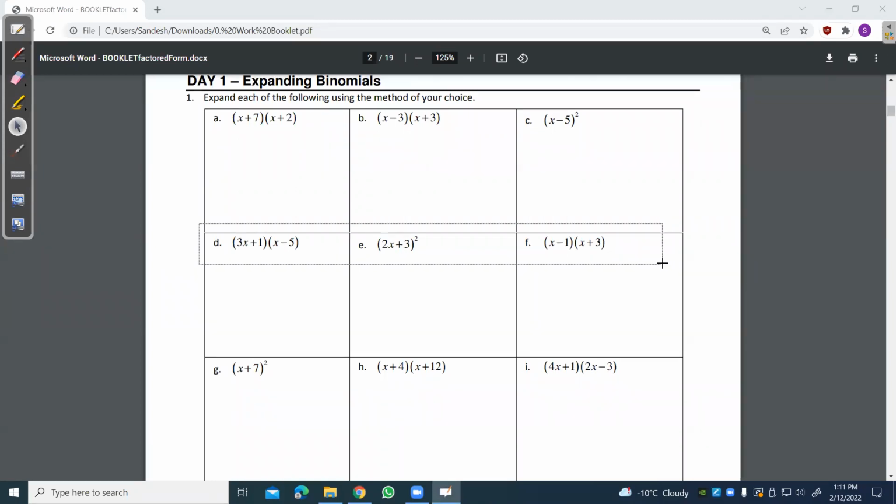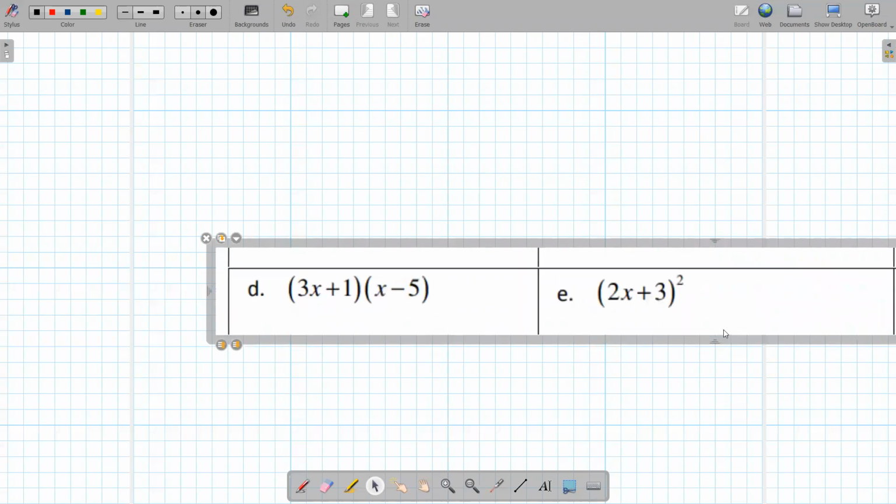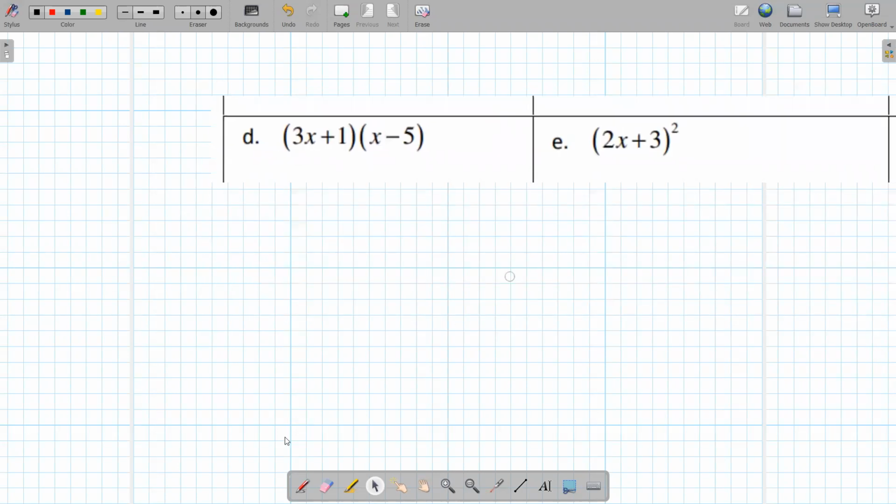Let's do a couple of these and we can move on from this. All right, here. Again, do it like this: 3x times this, and then this way, and then you go this way. What's the first term? 3x to the power of 2. Yes. And then?